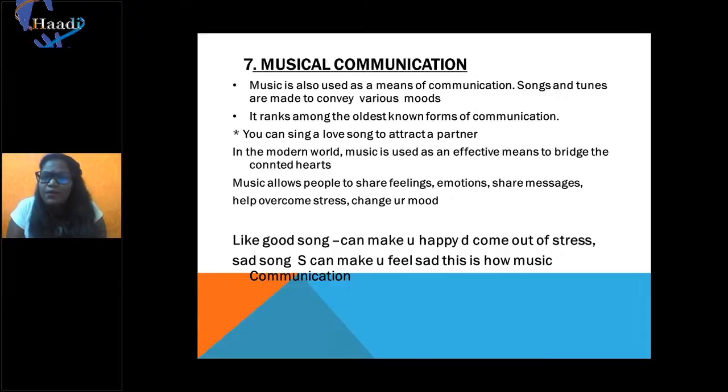And it is the oldest form of communication. Since very long ago, people sing songs just to come out of stress or to refresh themselves, and to express their sadness, they sing songs. In the modern world, music is used as an effective means, a bridge to connect hearts. By music we can connect hearts, share feelings, emotions, and messages, and help overall to relieve stress and change your mood. These are music communication.